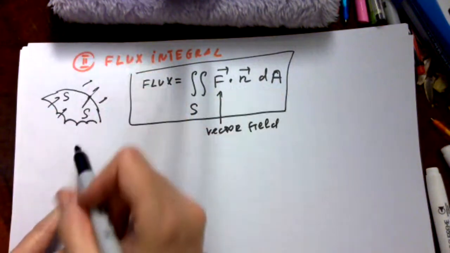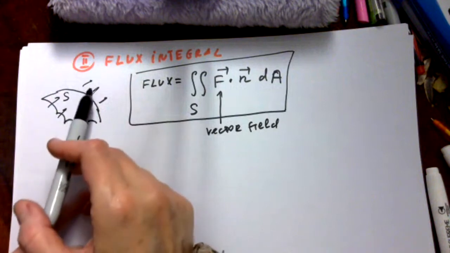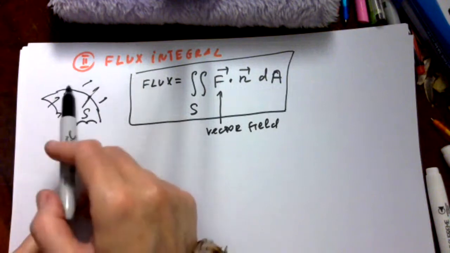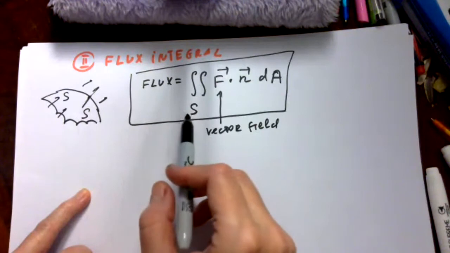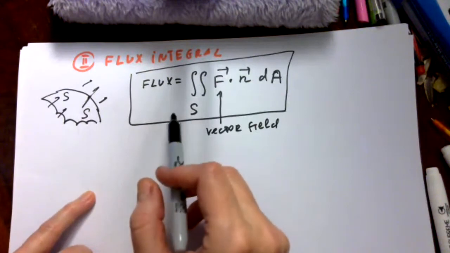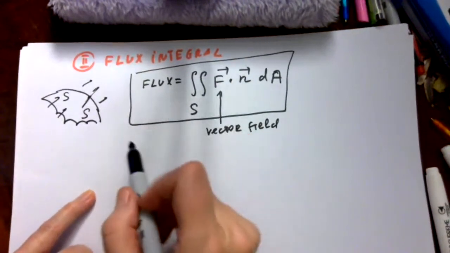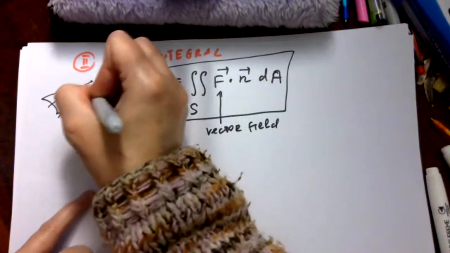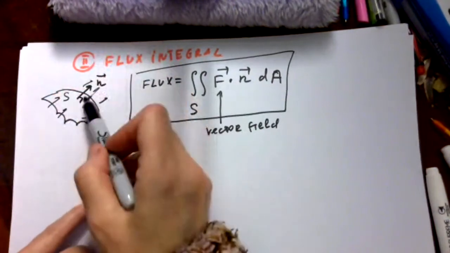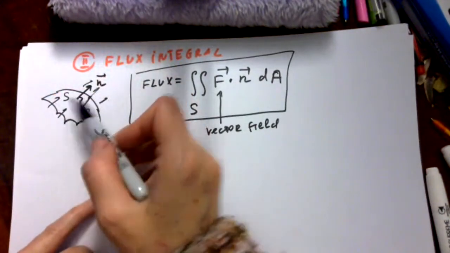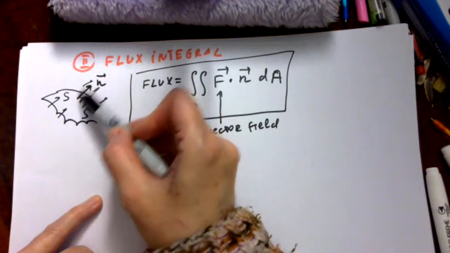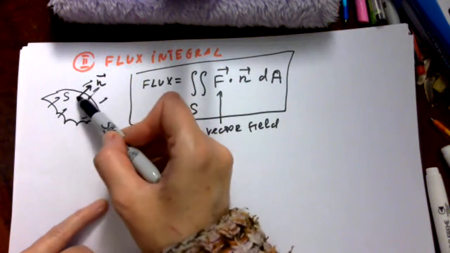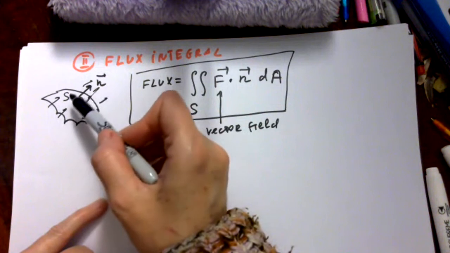S is a given surface. You are interested in the flux of your vector field through this surface. So this is your surface. This is symbolic notation of your surface. What is n? n is a normal vector to your surface. You know what? Normal vector can have two directions. It can point either this way or maybe this way. What does it mean?